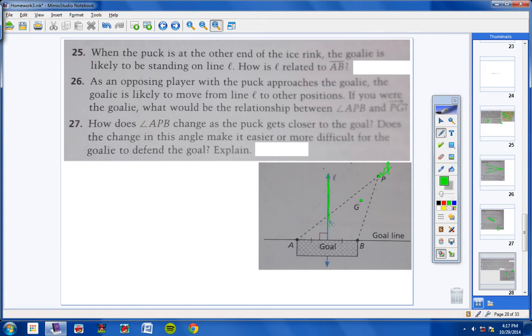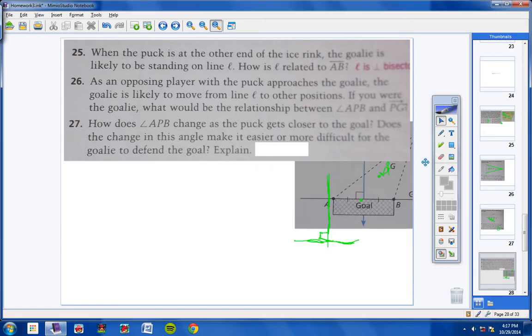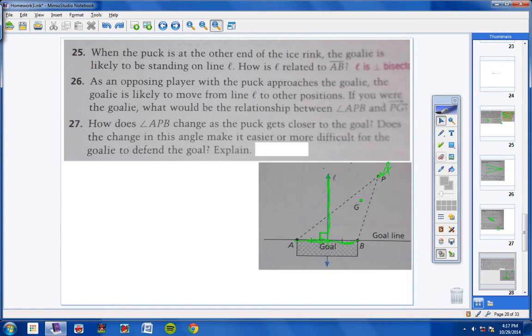How is line L related to line AB? Well, students, hopefully you can see that right away. They're perpendicular. Okay? So how is line L related to line AB? They're perpendicular. Okay? So pretty simple. Also, it bisects it too, because this segment here is congruent to this segment here. So perpendicular bisector.